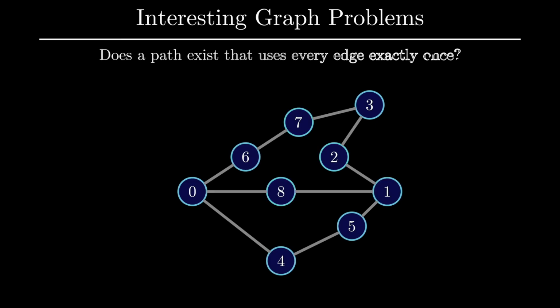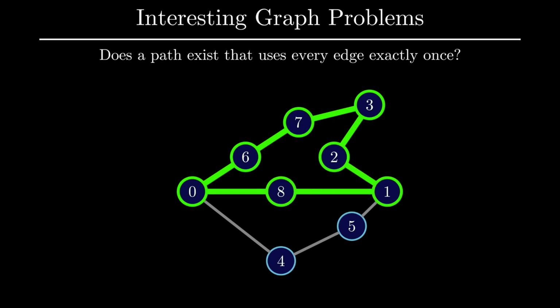Another very interesting problem to ask about graphs is whether a path exists that uses every edge exactly once. This might be harder to tell, but this graph does indeed have one of these paths, and an efficient algorithm for this problem exists. These types of paths have tons of interesting applications in bioinformatics and circuit design.